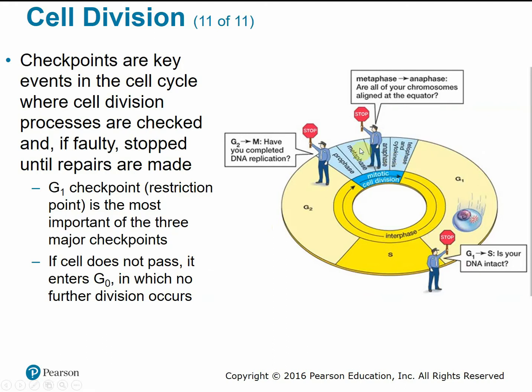So then the third checkpoint is during the mitotic phase. So in between metaphase and anaphase, before we separate those chromosomes to the opposite ends of the cell, we want to make sure that they're all aligned up perfectly in the middle. So if we have any kind of off-kilter alignment, that could lead to an unequal number of chromosomes in the daughter cells.